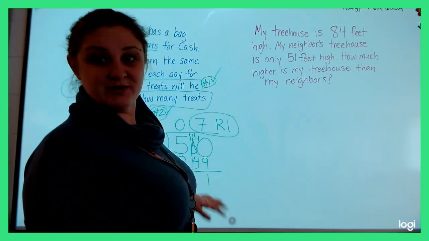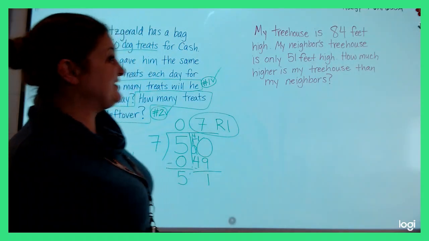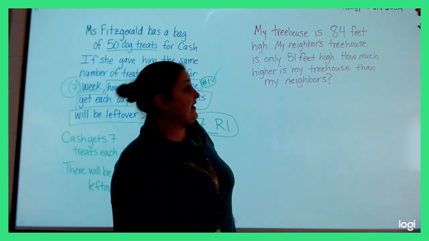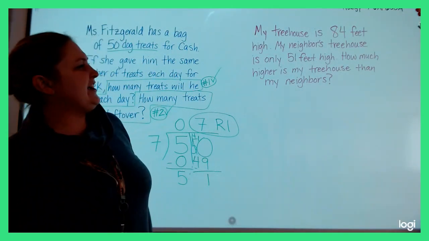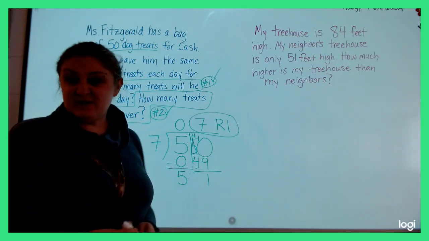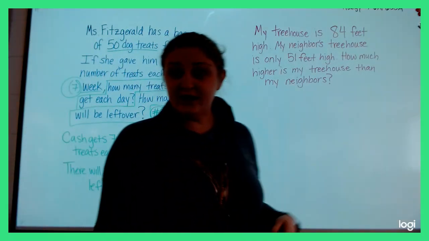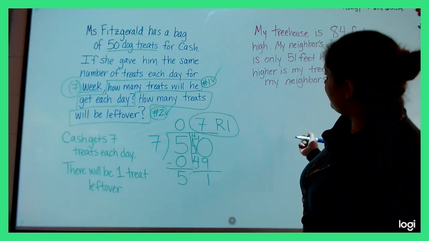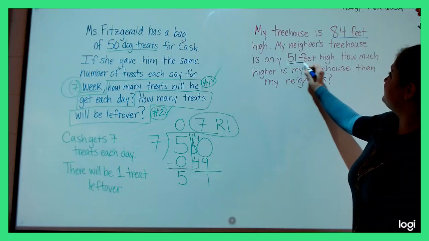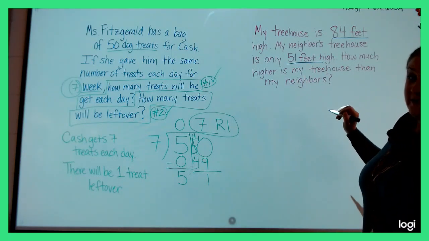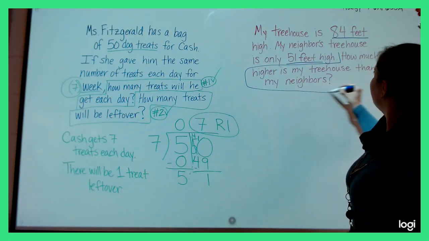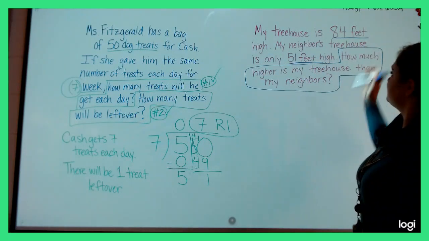Okay, so we're just pretending. My treehouse is 84 feet high. My neighbor's treehouse is only 51 feet high. How much higher is my treehouse than my neighbor's? Okay, if you get confused on a problem like this, I recommend trying to draw a picture after you make sense of your problem. So we know my treehouse is 84 feet. My neighbor's is 51 feet. And the question simply says, how much higher is my treehouse than my neighbor's?